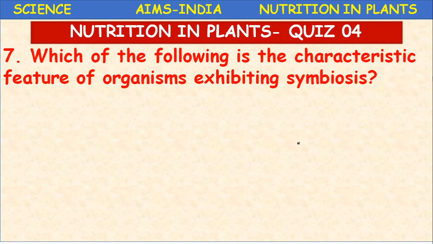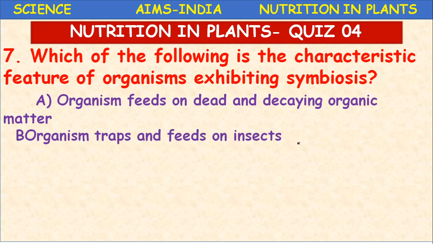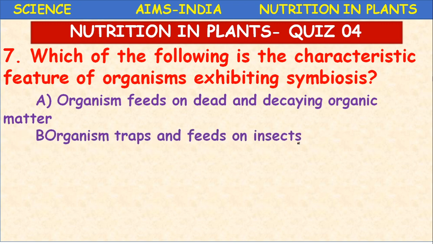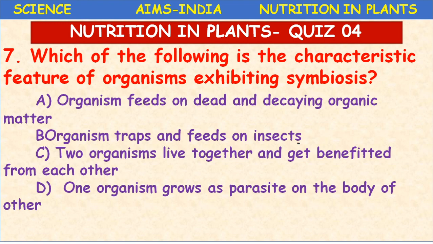Next question. Which of the following is the characteristic feature of organisms exhibiting symbiosis? Organisms feed on dead and decaying organic matter. Organisms trap and feed on insects. Two organisms live together and get benefited each other. One organism grows as parasite on the body of other. What is the right answer?